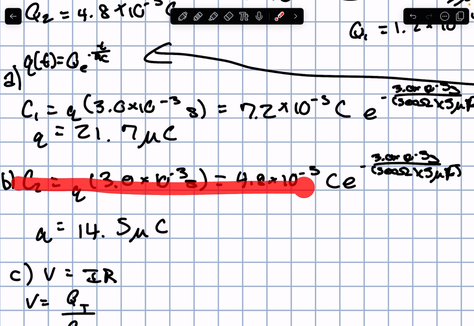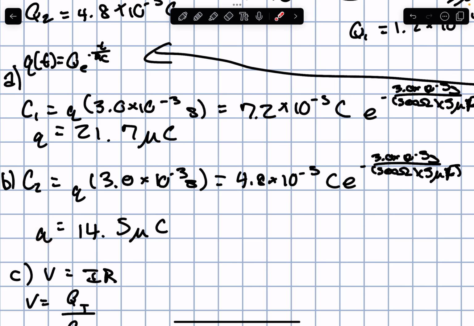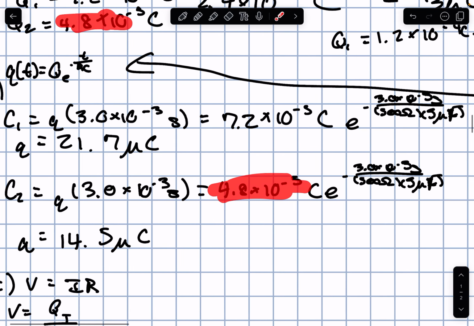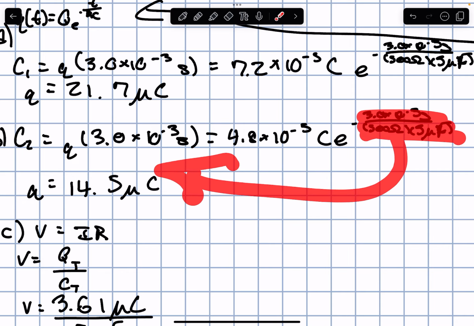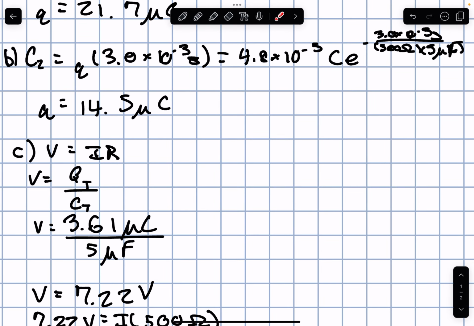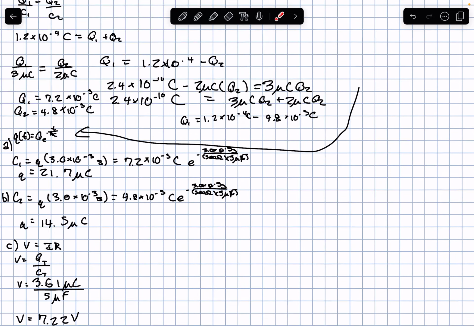Now we do the exact same process to find charge number 2, and we're going to use this one right here. 4.8 times 10 to the negative 5th, e to the negative 3 times 10 to the negative 3 over 500 ohms times 5 microfarads. You know the drill. Plug that into my calculator, and that's where I got 14.5 microcoulombs. What a drag, you know?